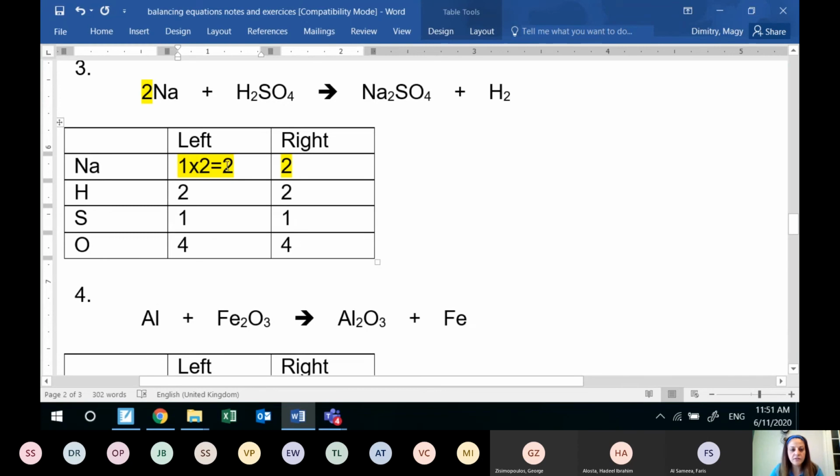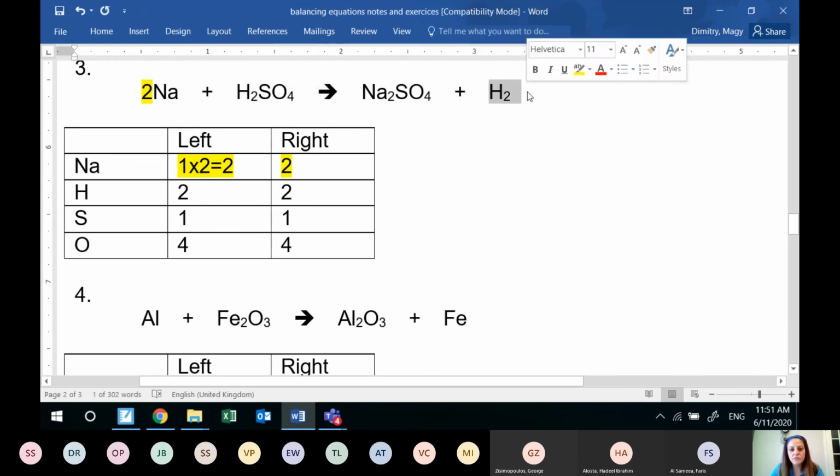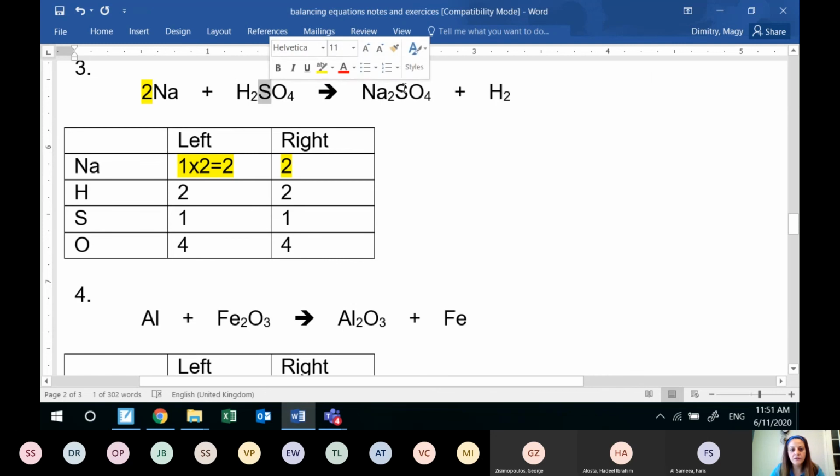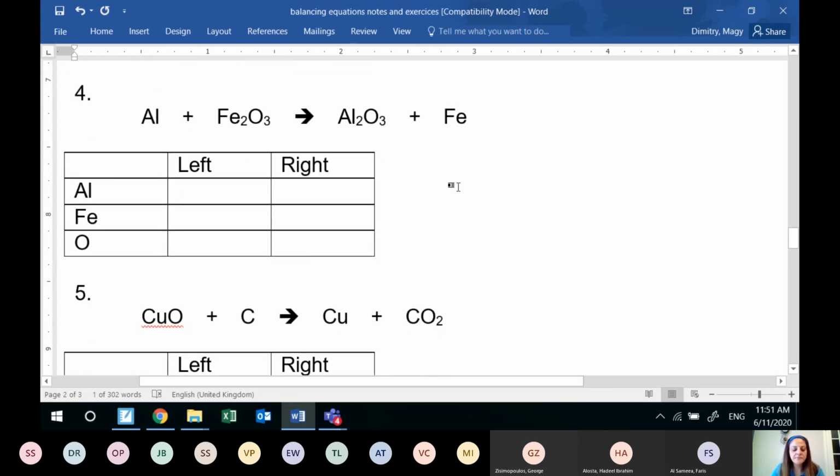Now my final result is 2, 2, 2, 2, 1, 1, 4, 4. That's it. Everything else, I don't need to touch. This is all balanced. You look, I have 2 hydrogens, 2 hydrogens. I have 1 sulfur, 1 sulfur. I have 4 oxygens, 4 oxygens. It's good. Okay? Next one. Let's go.